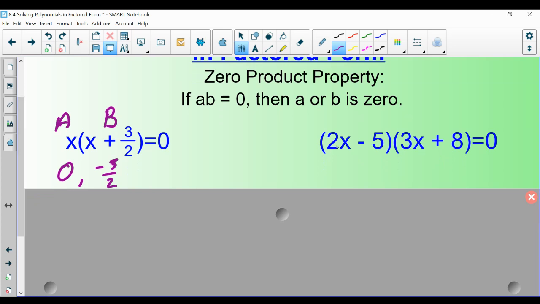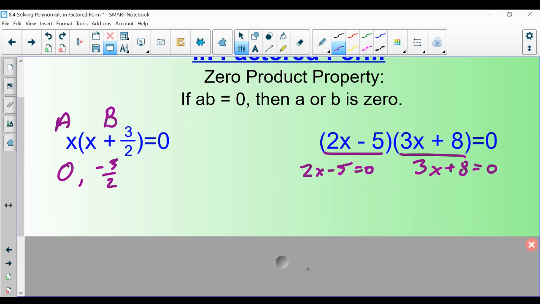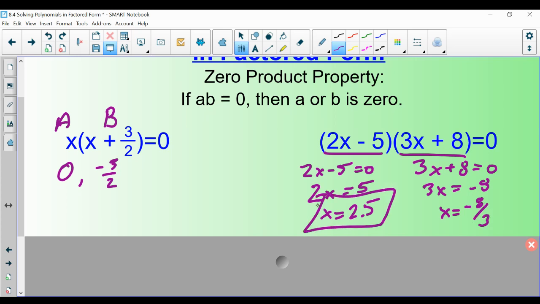Why don't you guys try this one here? Here's one parenthesis. Here's the other parenthesis. What makes the first one 0? Well, set it equal to 0 and find out. What makes the second one 0? Set it equal to 0, find out. Here I'm adding 5 to both sides, so I'd have 2x is equal to 5, and then divide both sides by 2, that would be x is equal to 2.5. This example here, I'd subtract 8 from both sides, so I'd have 3x is equal to -8, and then x is equal to -8/3. Answer, 2.5. Answer, -8/3, or -2.67.